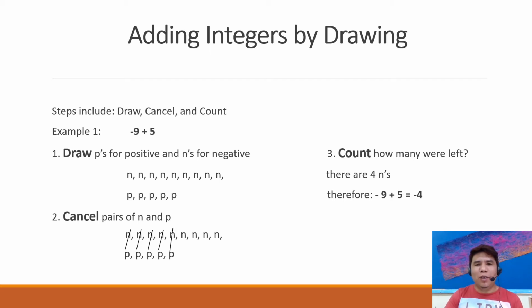So there are how many? As you can see, there are 5, no? 5 pares ng N and P na pwede mo i-cancel. So pag ma-cancel na yan, you then proceed to number 3.